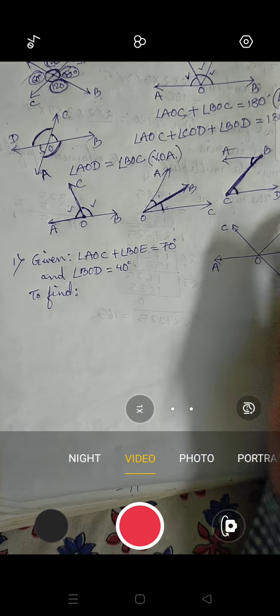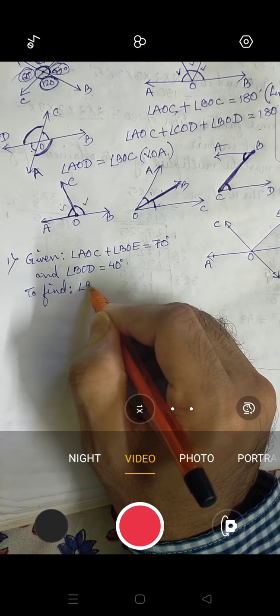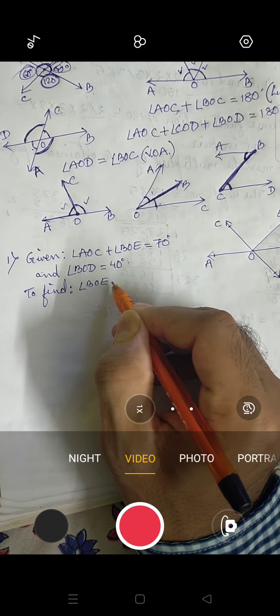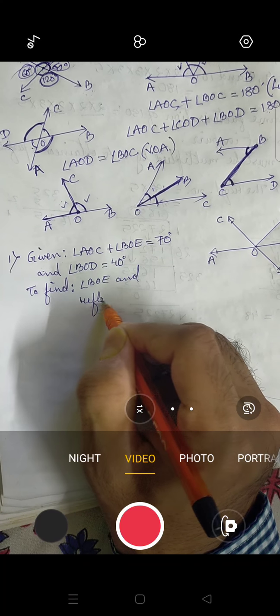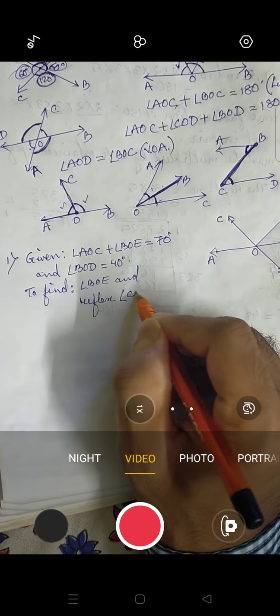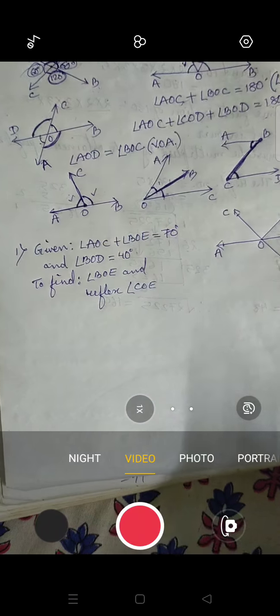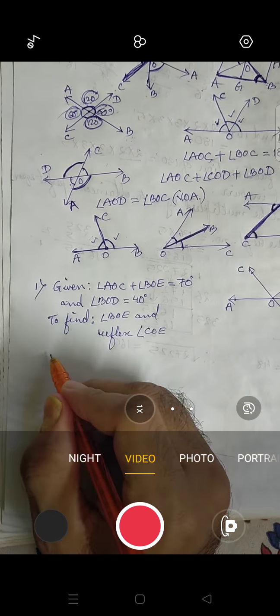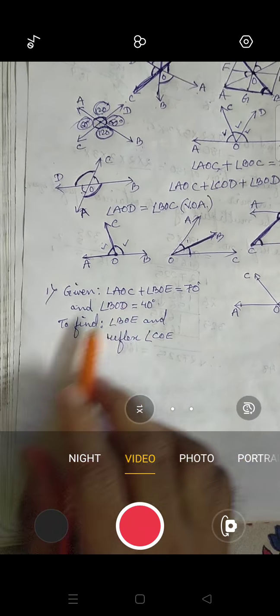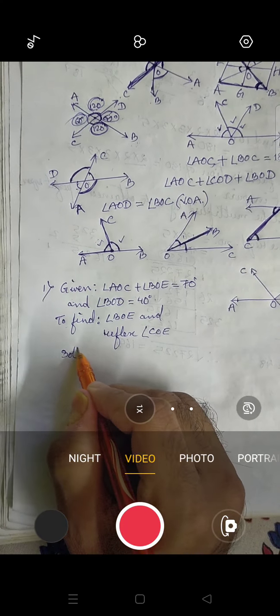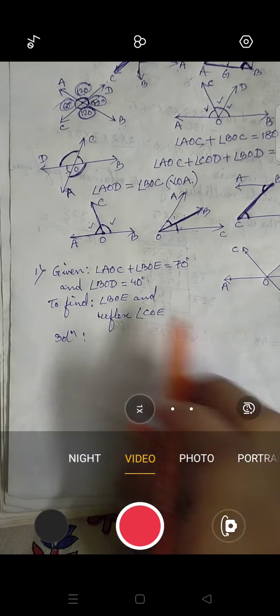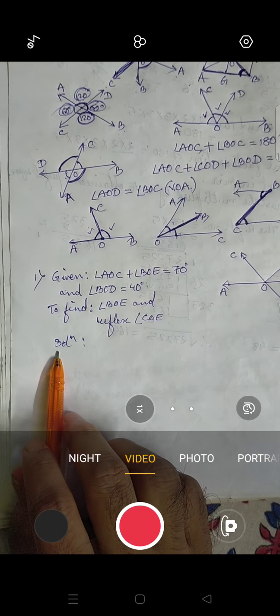So to find is angle BOE. You need to find angle BOE and reflex angle COE. These two things. You can pause the video or write it as you like. Now once you have written given and to find, if it is to find, we will be writing solution. If it is to prove, then we will write proof.